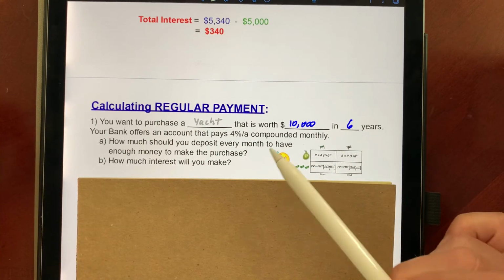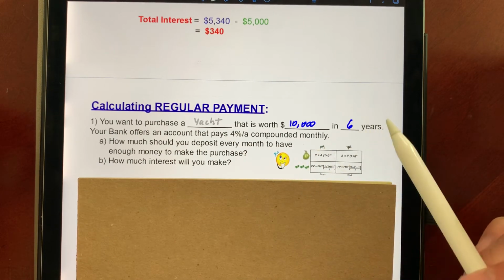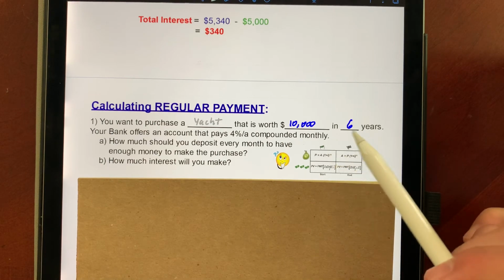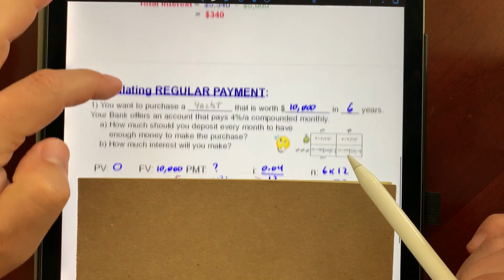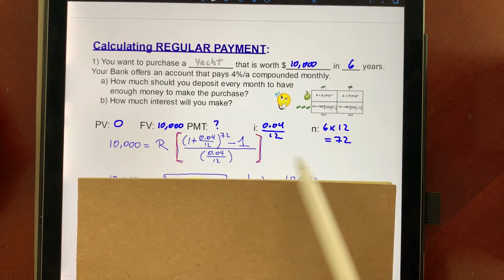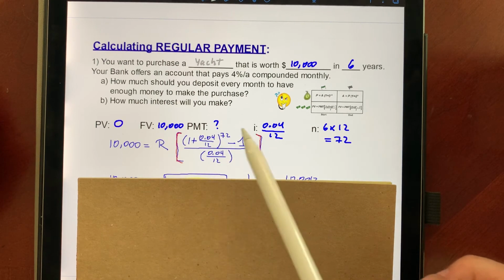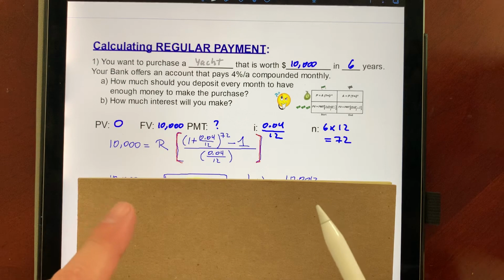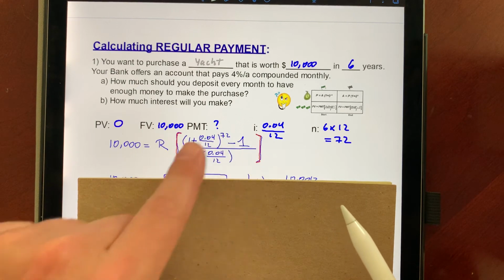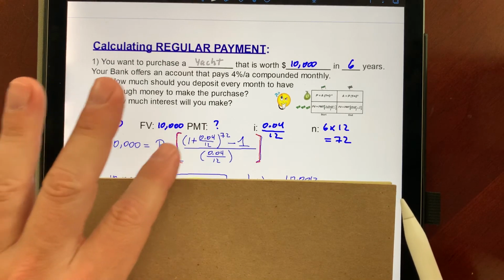All right, what is i? i is 0.04. I'm going to divide it by 12 because it's monthly. And what is n? n is how many months there are in 6 years, so 6 times 12. So here's our formula. I hope that you can follow that through. It's the one with a positive exponent. Plug it into the calculator. Now we have the 10,000, the R, and a bracket. I just look at those 3 pieces.